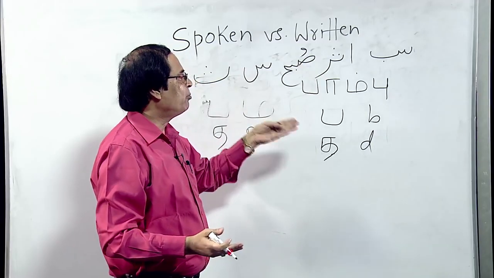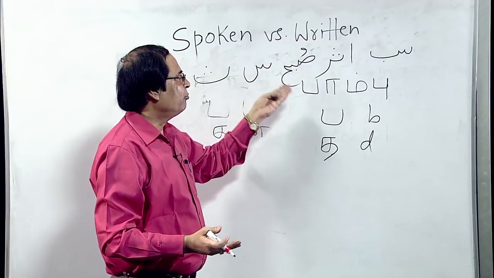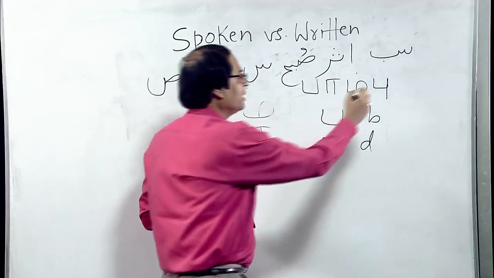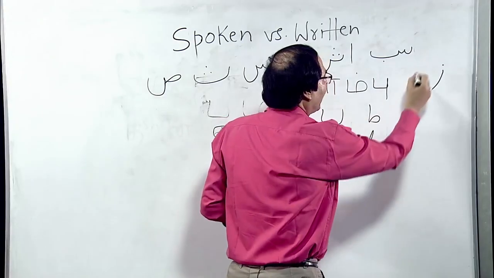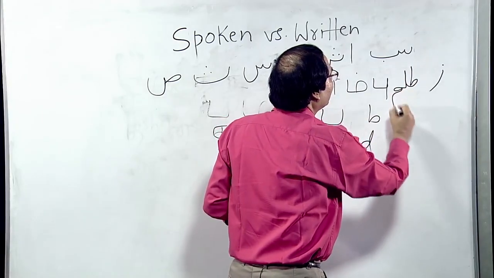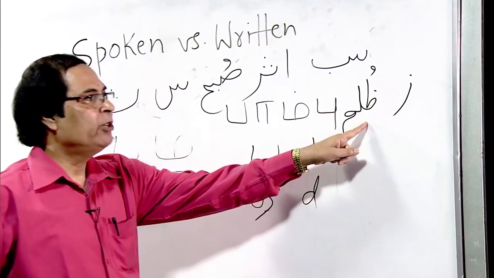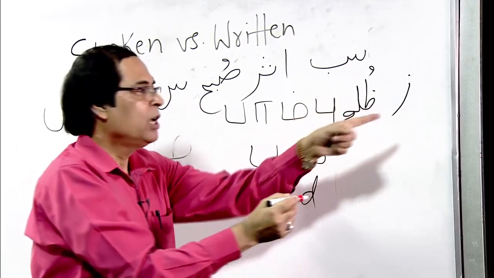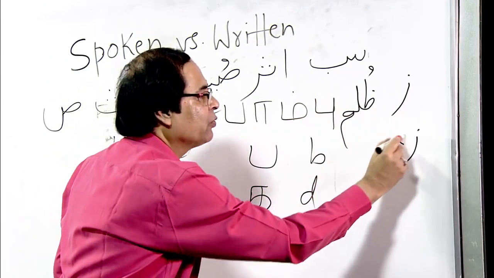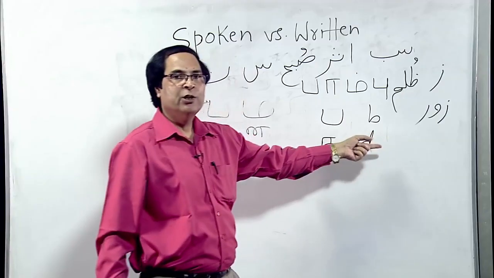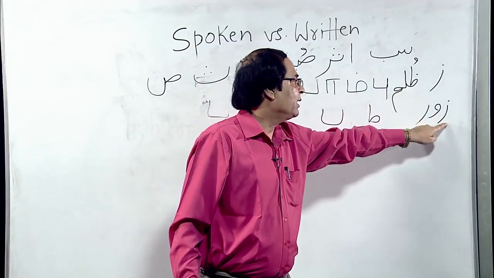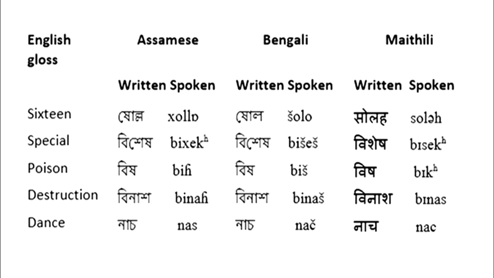There are many letters in the Perso-Arabic alphabet like this. Z is another example. Zor will have one kind of z, and zulm, atrocity, will have another kind of z. So, written form is z, z, and z, as in zor, strength or force, and zulm, atrocity. So, two letters, but one sound in Urdu. This you have to keep in mind.